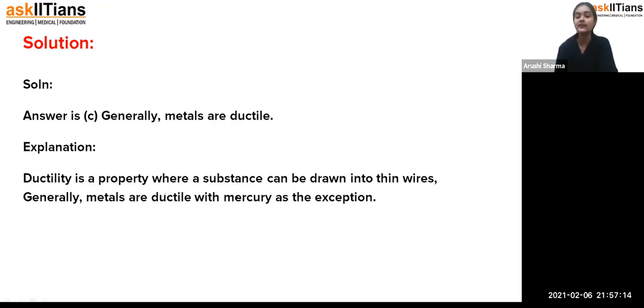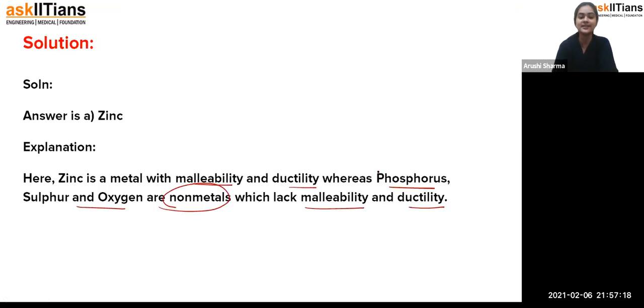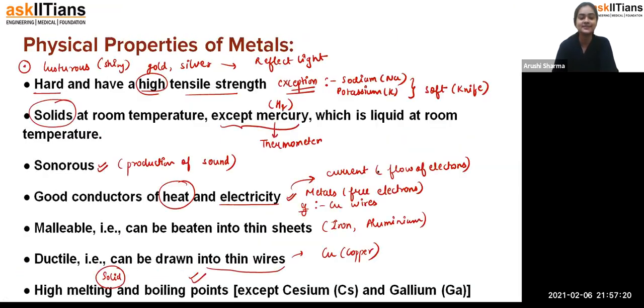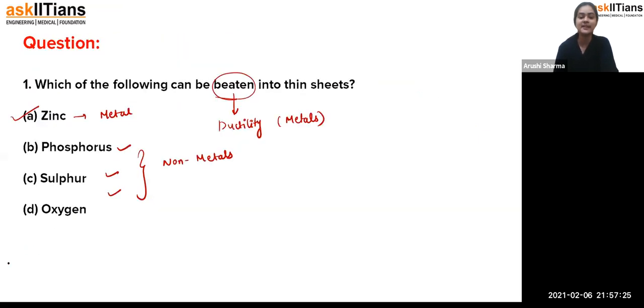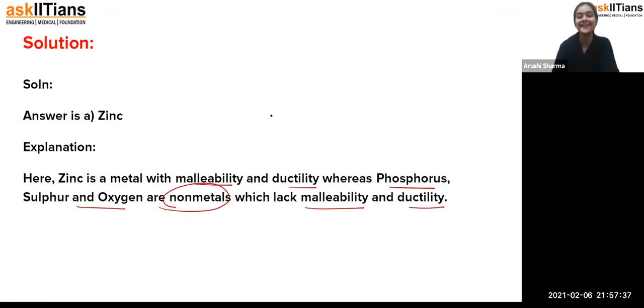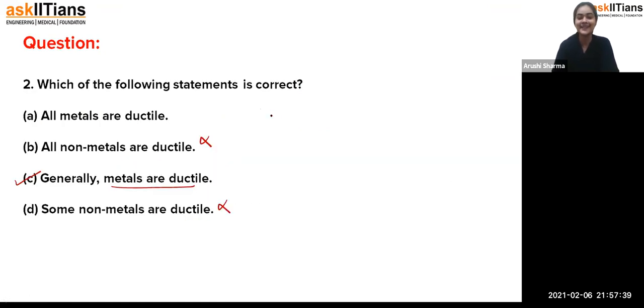Ductility is a property where a substance can be drawn into thin wires. Oh, okay, just a second. Fine, so it is malleability we were talking about earlier. It happens sometimes, students, don't worry, I got confused between ductility and malleability. So it's the property of malleability. Malleability and ductility, fine.